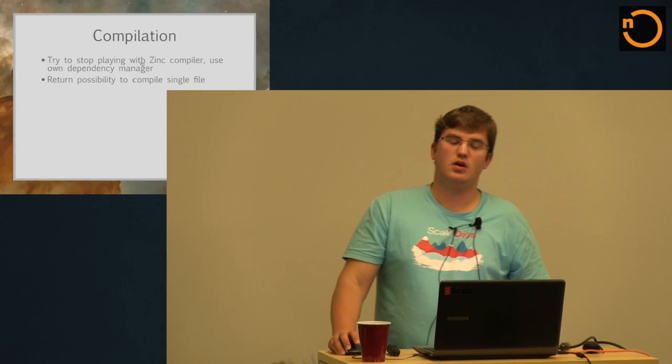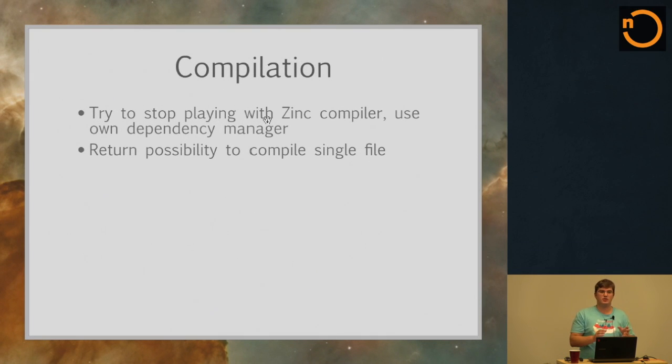Next thing is compilation. Currently, we implemented the Zinc compiler for the external build system. We also want to try our own dependency management for Scala to make it faster and to return the possibility to compile a single file. Of course, the Zinc compiler will still be available, but we also want our own dependency management, just to try new things, to make things faster, and to check if it will be usable for people for incremental compilation.